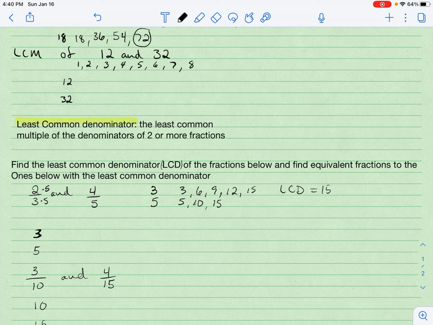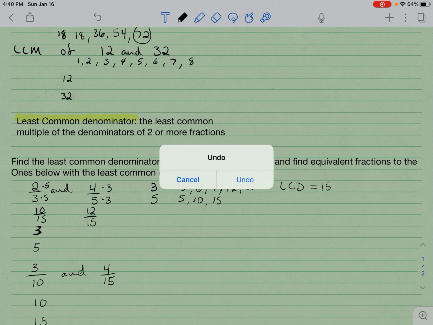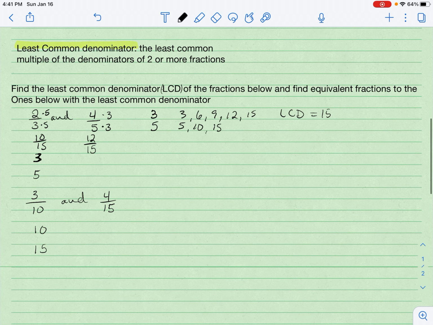What you'll get here is 10/15. Okay, and then likewise here, what you multiply 5 by to get 15 is 3. So then 3 times 4 is 12, and 5 times 3 is 15. Now that we have a common denominator, we would be able to add or subtract these fractions. Okay, so least common denominator is just the least common multiple of the denominators. So go ahead and do the last one on your own. Pause the video, see if you can figure it out, then unpause it and come back to see what the answer is. See if you got the same thing as I did.